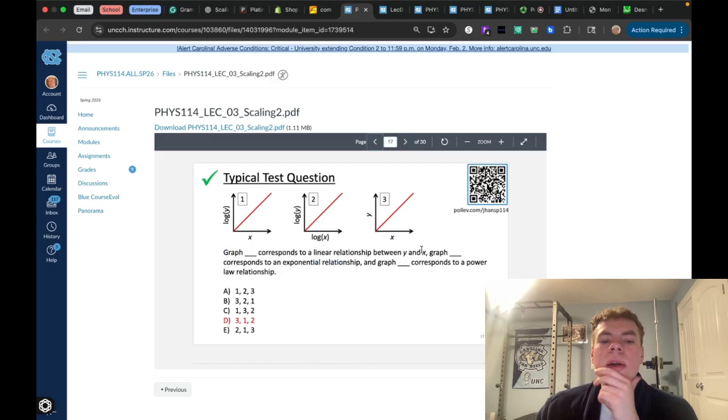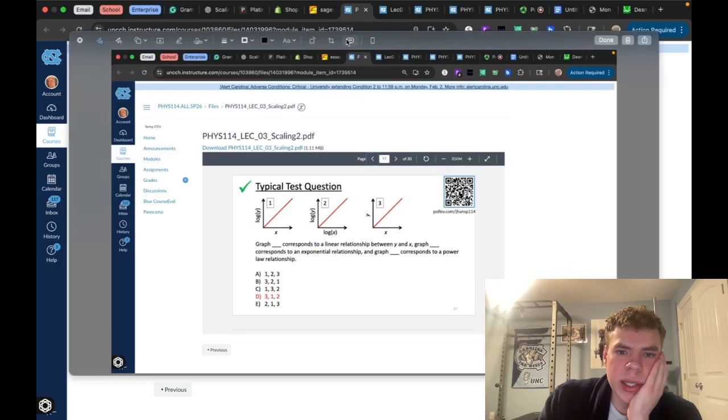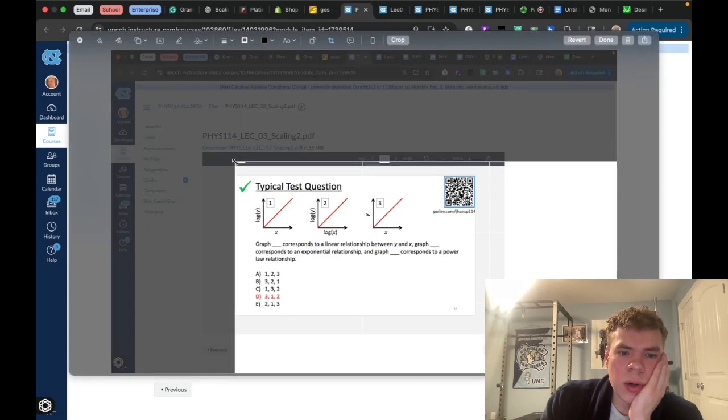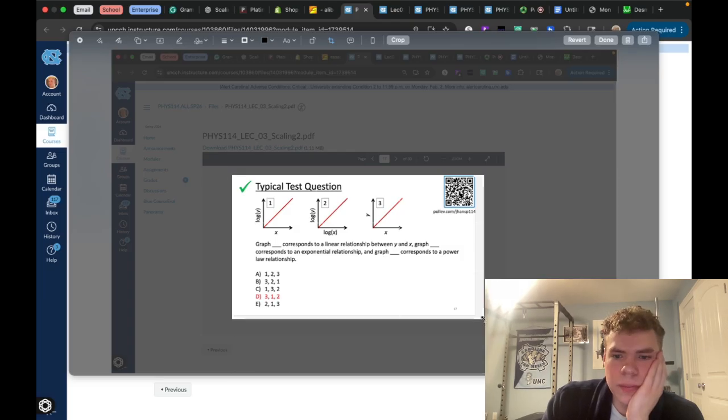Yeah, so I got that right. Interesting. So we said that this is the linear, that's the exponential, and that's the power law. I have no idea how to make this. I don't even know what a logarithmic graph even means. We can figure it out though.